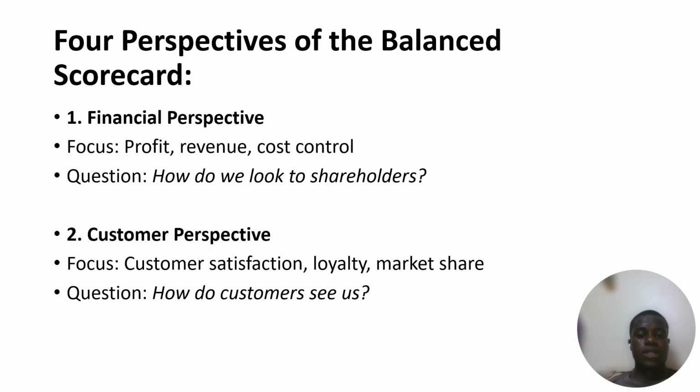So these are the four perspectives of the balanced scorecard. The first one is the financial perspective. It focuses on profit, revenue, cost control. It questions how do we look to shareholders. The second one is the customer perspective. It focuses on customer satisfaction, loyalty, market share. It questions how do customers see us.